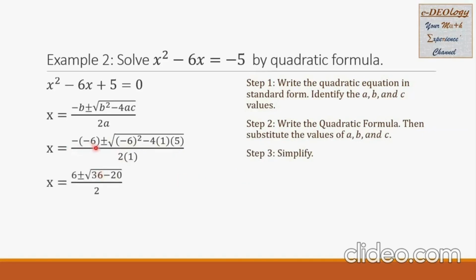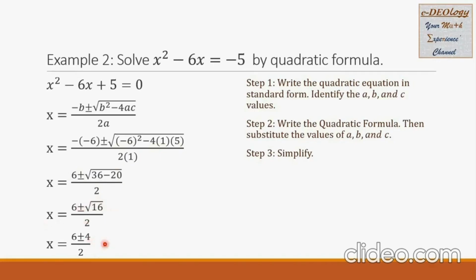The negative of -6 is +6, plus or minus the square root of the square of -6 is +36 minus the product of -4 times 1 times 5 is -20, all over 2. And then we will simplify the 36 minus 20. It is now 16. So our radical now is the square root of 16. And then we can simplify the square root of 16 into 4.